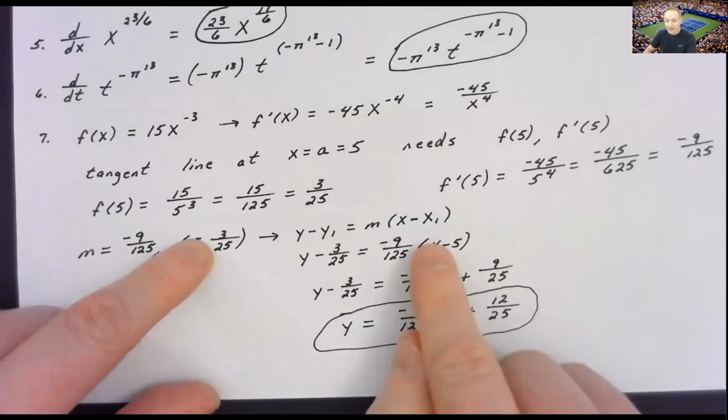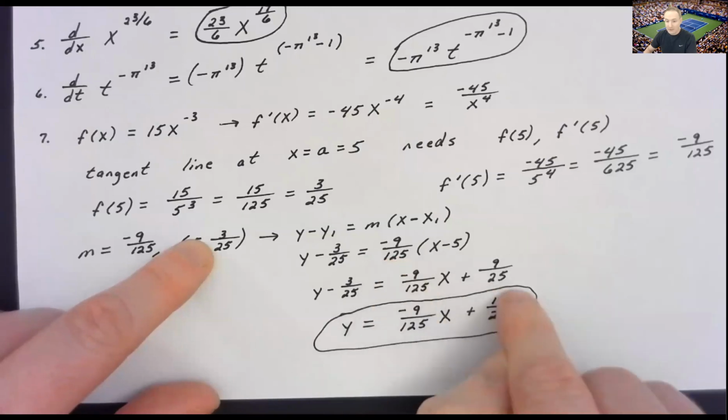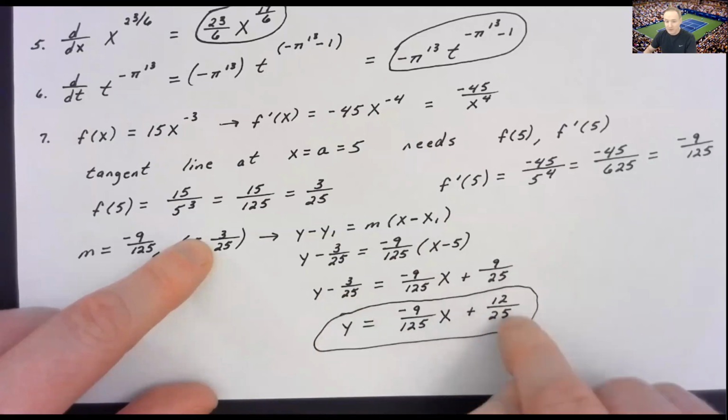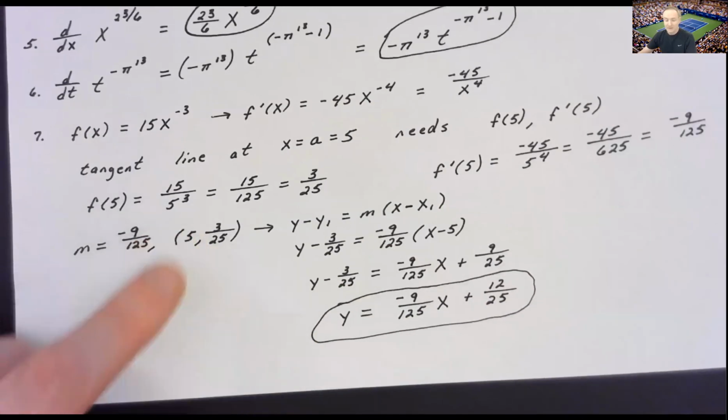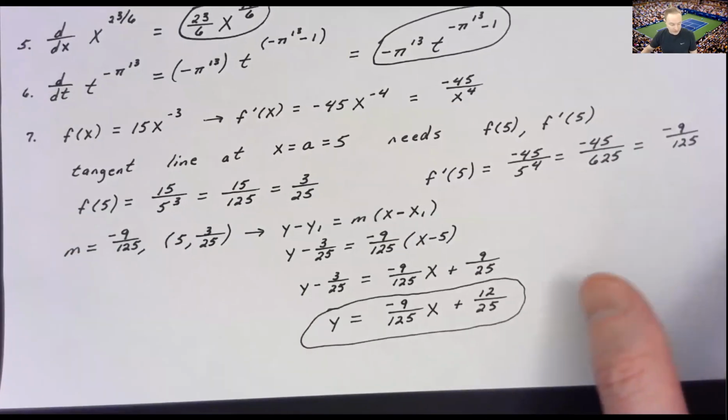And when I did that, this 5 canceled out with part of that 125 to leave me just a 25 in the denominator. Then I added 3 over 25 to both sides to get my final answer of negative 9 over 125x plus 12 over 25.